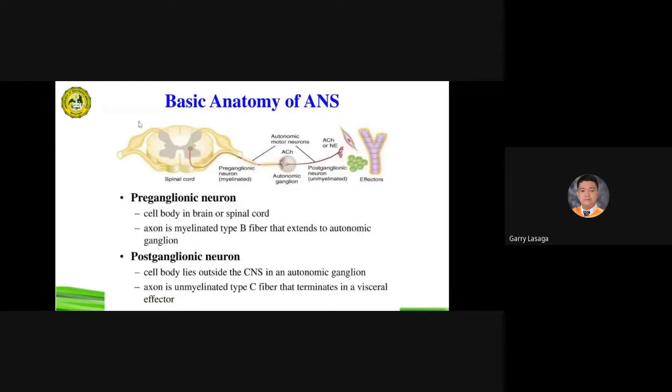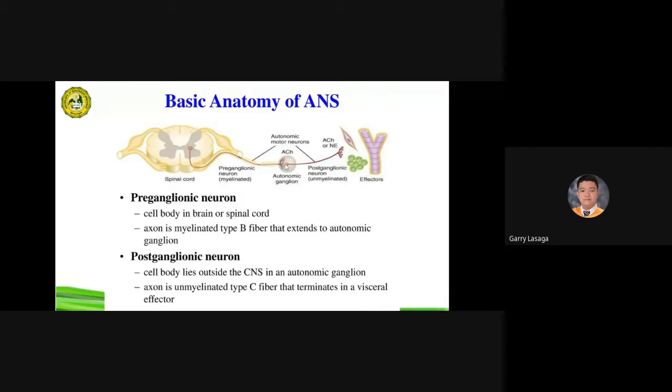So this is another representation of the anatomy of our preganglionic neuron and our postganglionic neuron. The preganglionic neuron originates from the spinal cord. In the case of the sympathetic nervous system, it originates from the thoracolumbar portion.